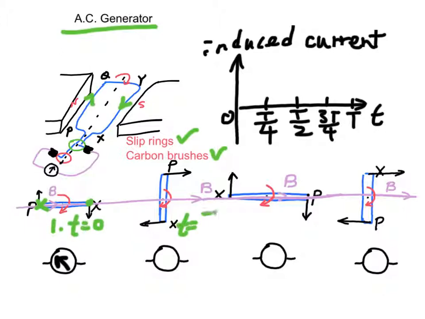After a quarter of a period, the plane of the coil is perpendicular to the magnetic field. In this case, the direction of motion of P and X is parallel to the magnetic field. Hence, there is no induced current. Therefore, the needle remains at 0.